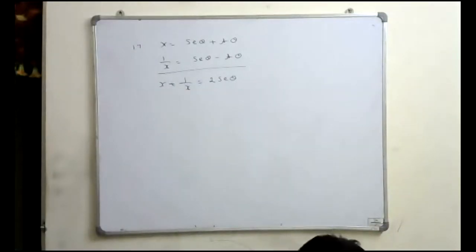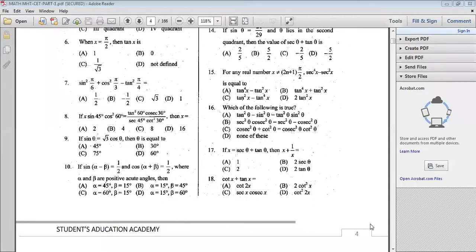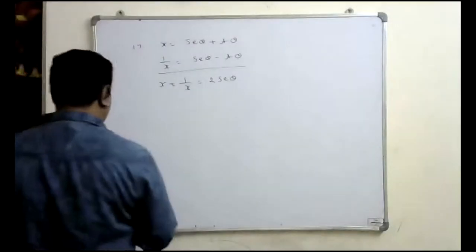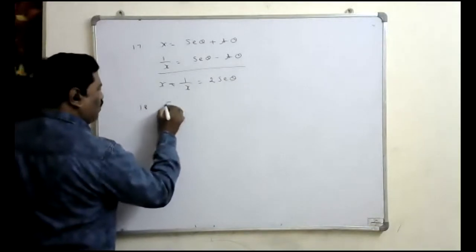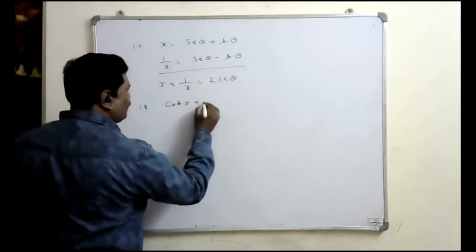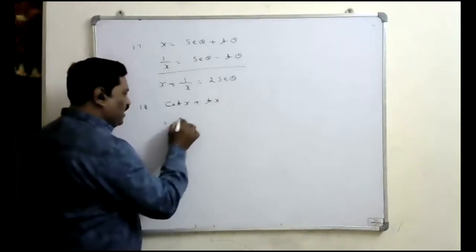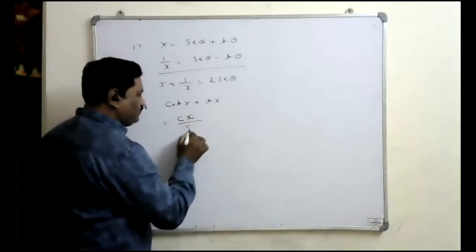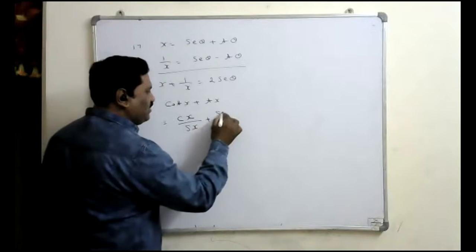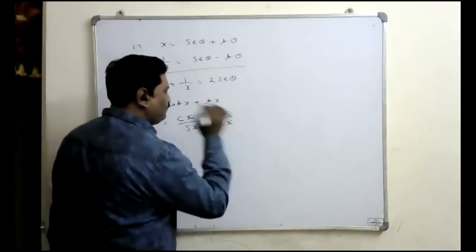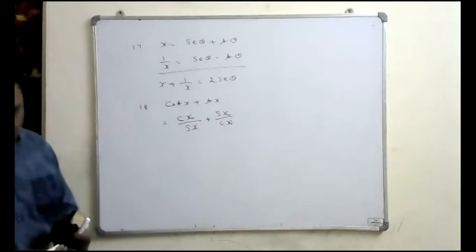Look at the next problem. Observe the next problem, 18. What is the value of cot x plus tan x? You have to find this. To find cot x plus tan x, we can write cot x as cos x by sin x plus tan x as sin x by cos x. Like that, we will convert them in terms of sin and cos.